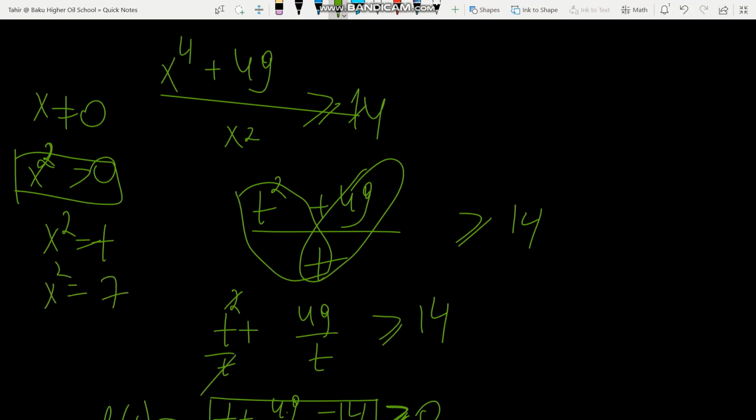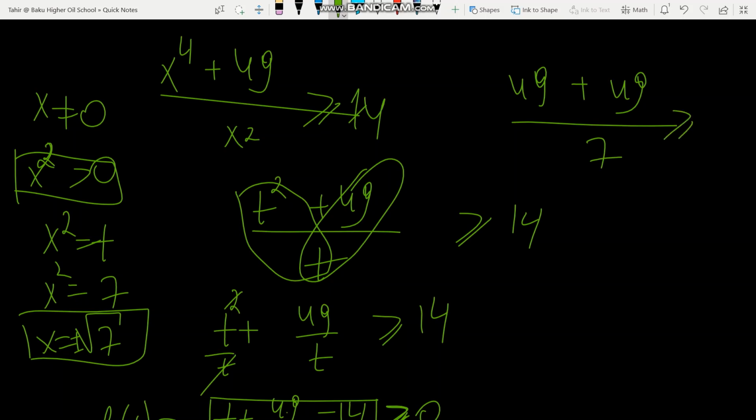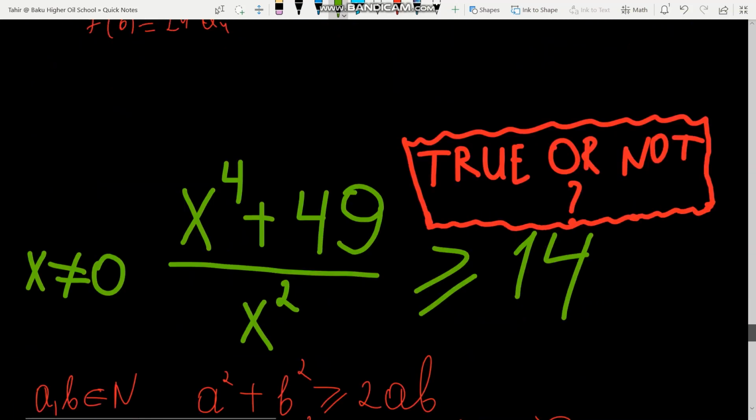X squared will be equal to 7, x will be equal to square root 7. Actually it can also be minus, because the exceptional case is only when x is equal to 0. Again, it doesn't matter, because our terms here are to the fourth power and quadratic. And when we write it, it will give us 49 plus 49 divided by 7 greater than or equal to 14. 7 multiplied by 14 is 98, and this is 98. When x is equal to plus minus square root 7, we get the minimum value of our function, which is equal to 98, which means that we can claim that this is true.